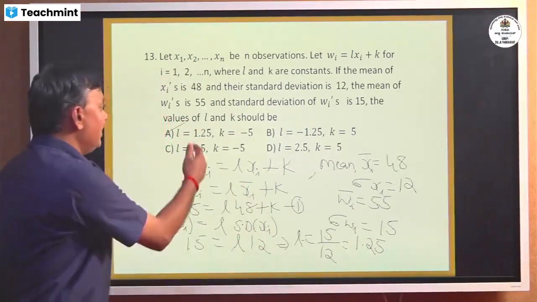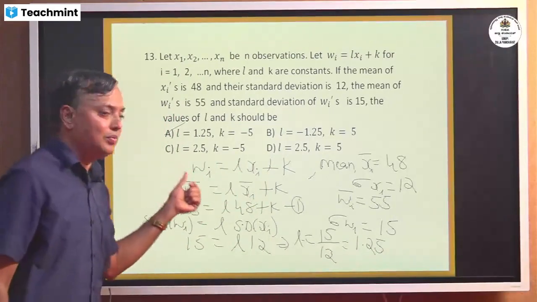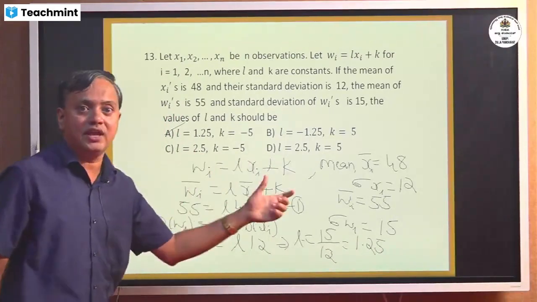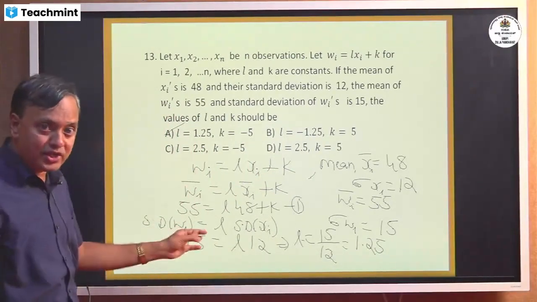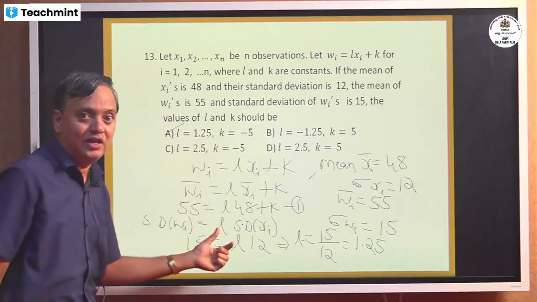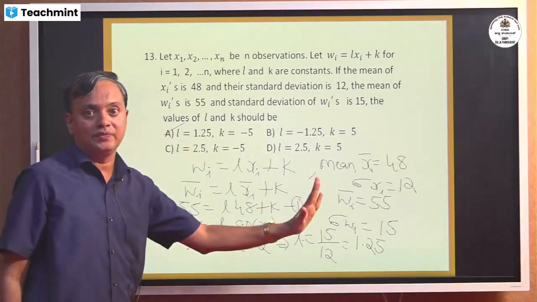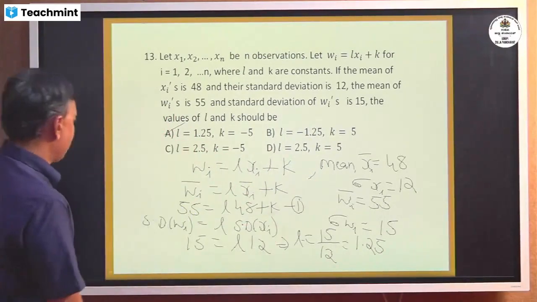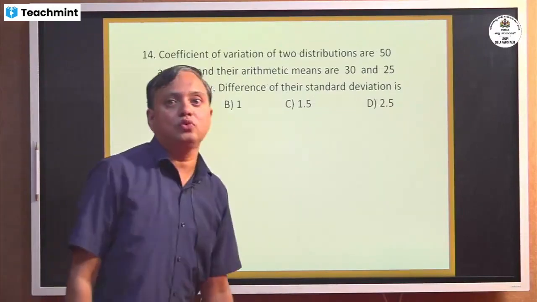So the answer is the first one. You should know this: if wi is equal to l xi plus k, then its standard deviation is the modulus of l into the standard deviation of xi. Here k does not come in.